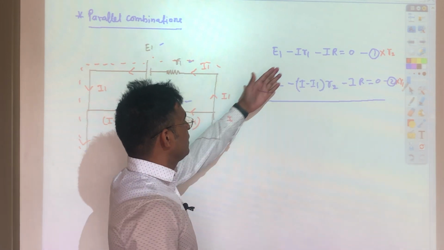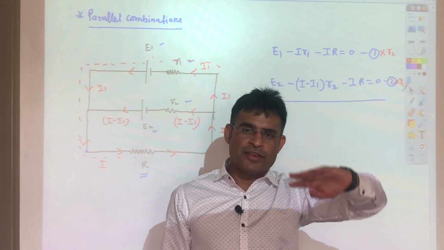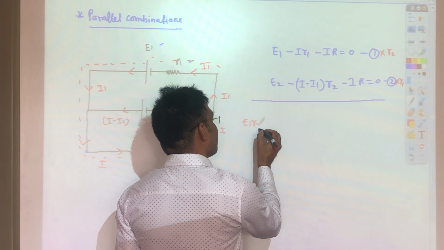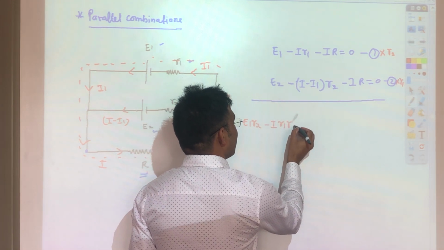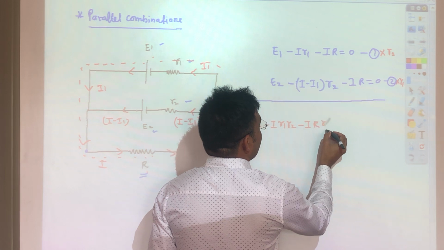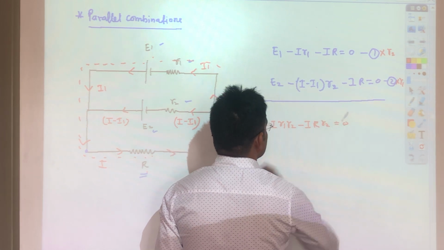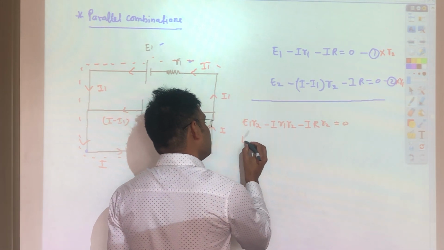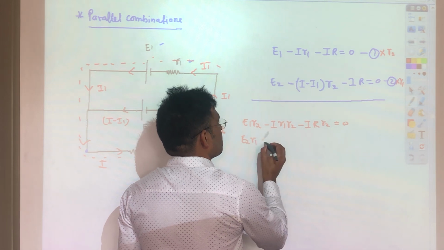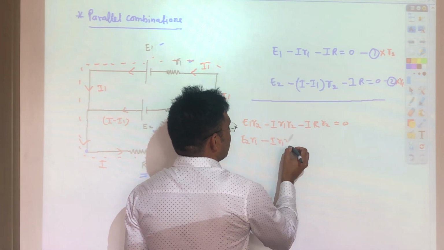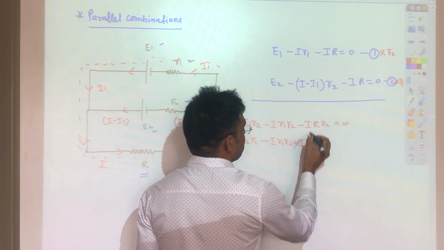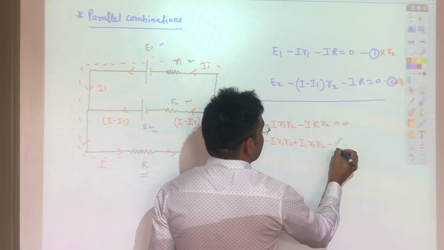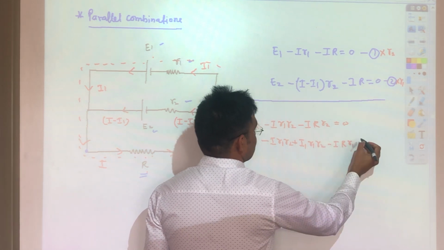So if I multiply the first equation by R2 throughout and the second equation by R1, what will I get over here? I will get E1 R2 minus I R1 R2 minus I R R2 is equal to 0. Now if I multiply by R1 in the second equation, what will I get? E2 into R1 minus I R1 R2, minus, it becomes plus I1 R1 R2 minus I R R1 is equal to 0.